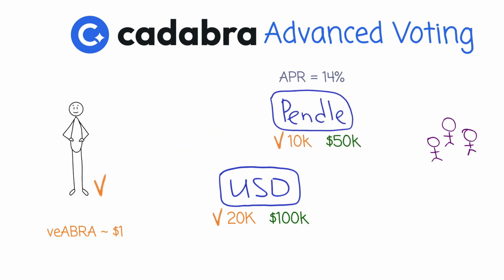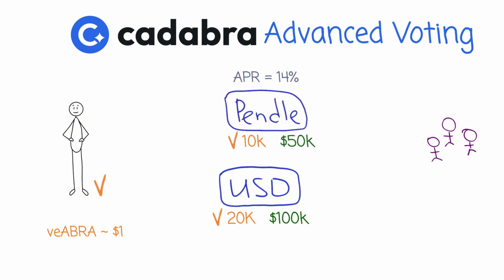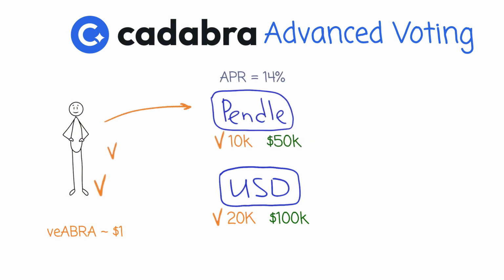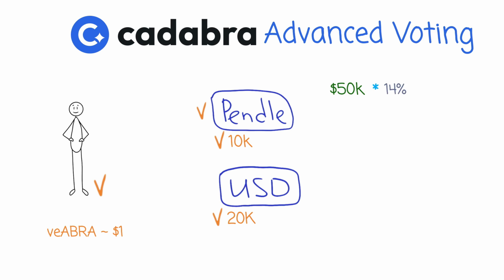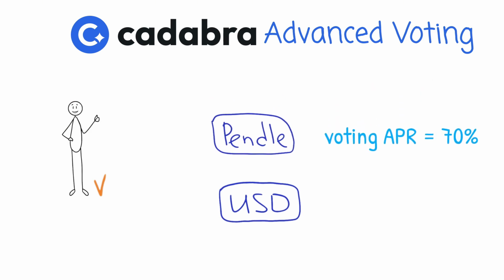If you vote specifically for Pendle and correctly predict that its APR will be higher, you can earn even more. Pendle will generate external rewards on $50,000 of liquidity, half of the total strategy liquidity, at an original protocol yield of 14%. But these rewards will be distributed across only half of the votes, meaning $10,000 worth of votes. In this case, the voting APR would be 70% annually.